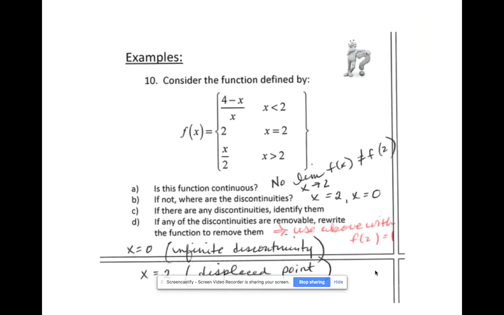And then lastly, they're asking us to rewrite the function to remove them. Well, if you remove them, you could use the very same piecewise function, except for x equal to 2, you would need to change this to 1, and then you would be fine.